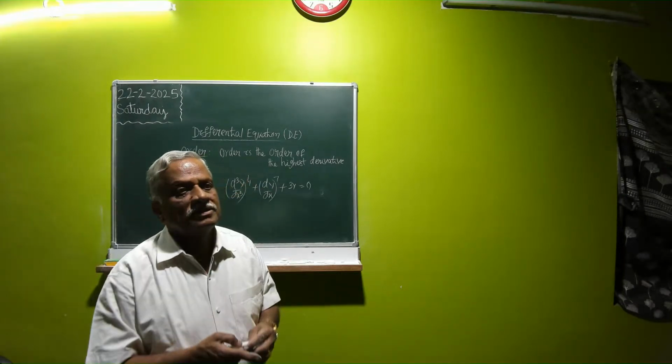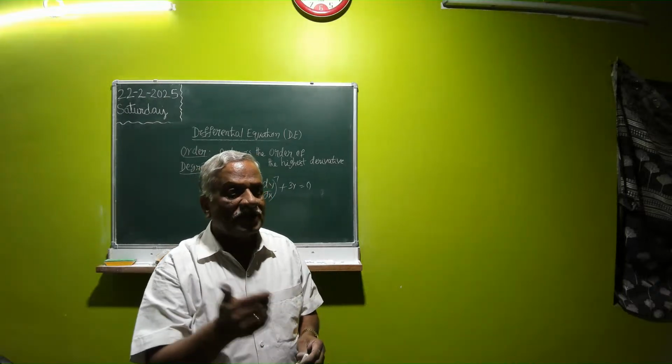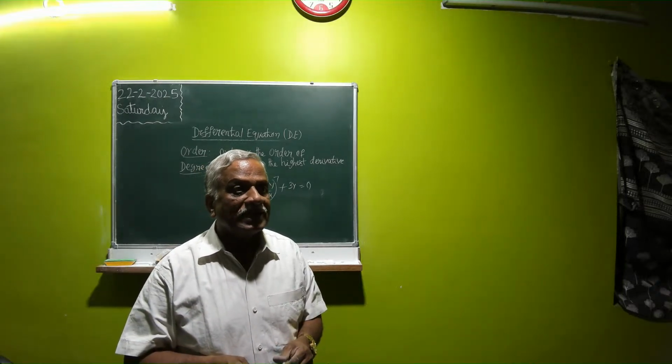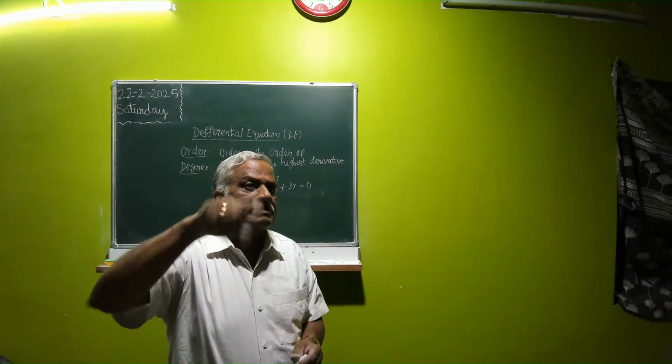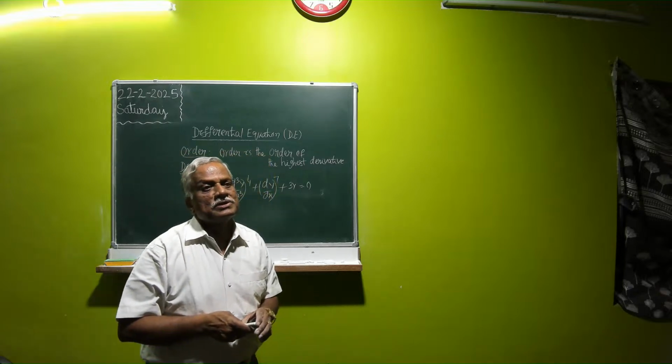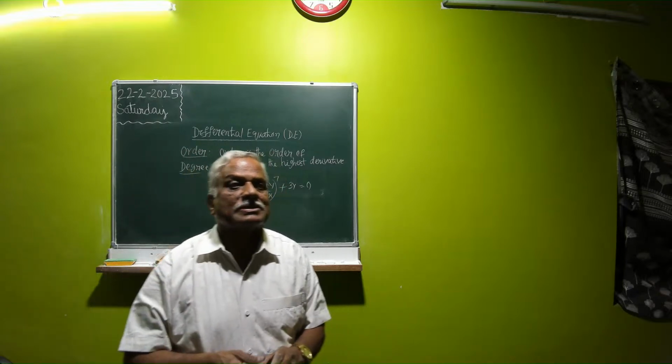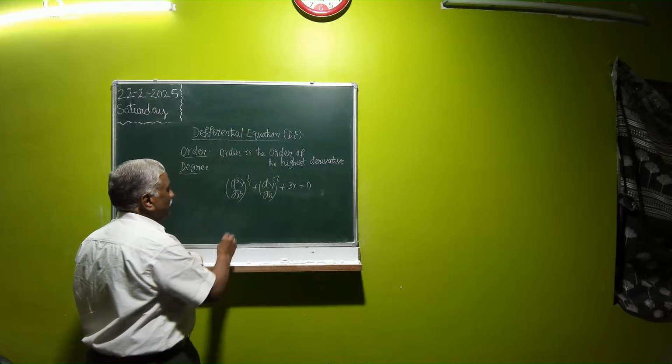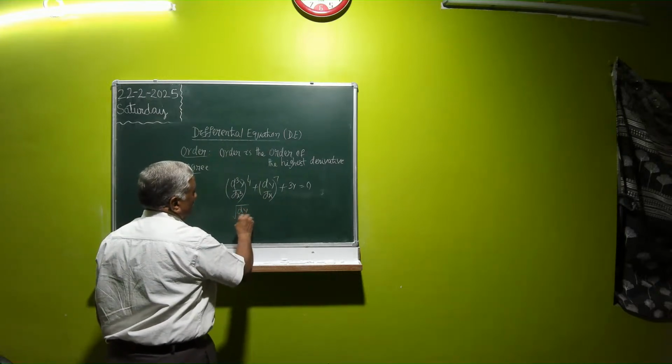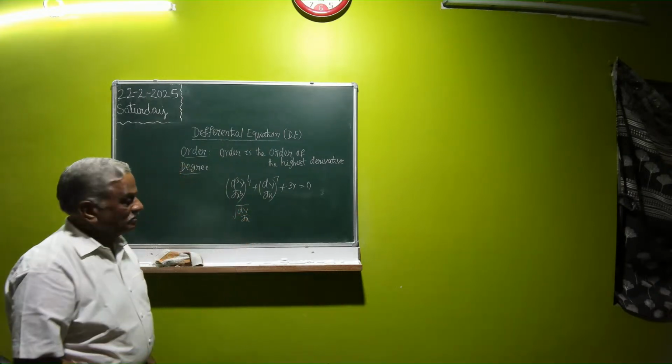So I repeat, order is the order of the highest derivative. Degree is the power on the highest derivative. But you should take care to see that it doesn't have fractional powers. Sometimes they give the square root of dy by dx plus something.